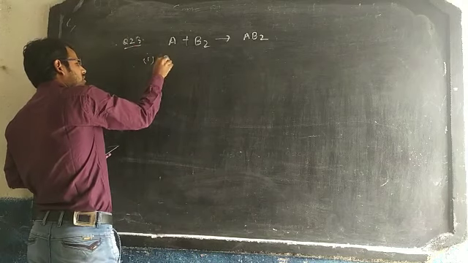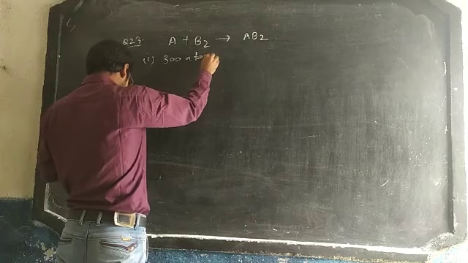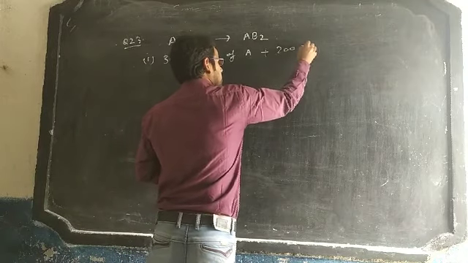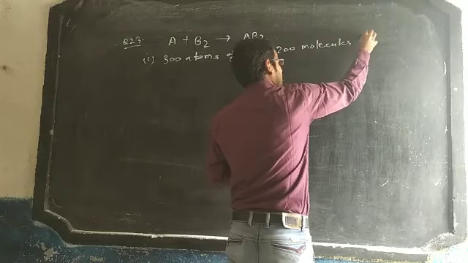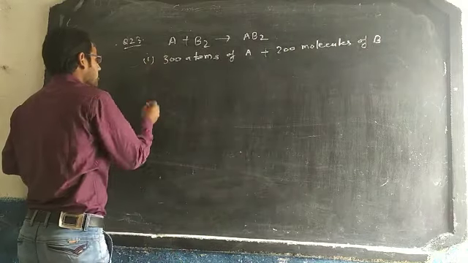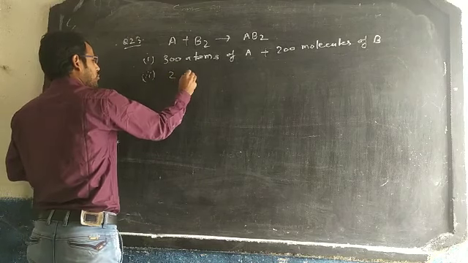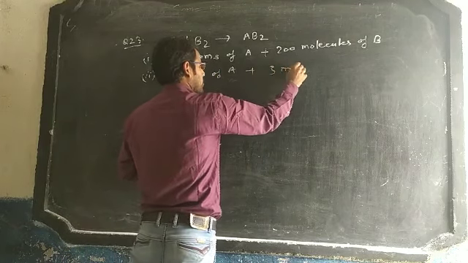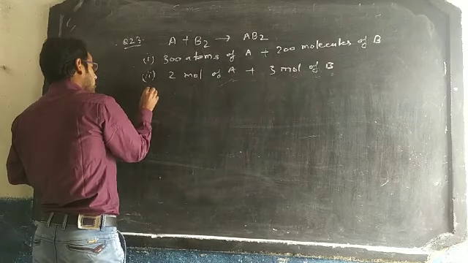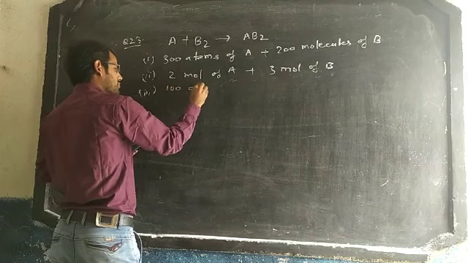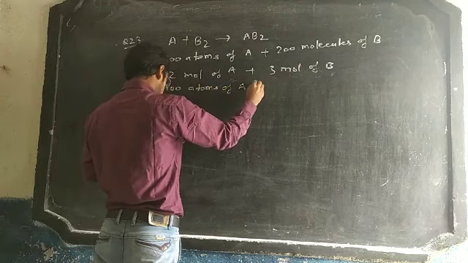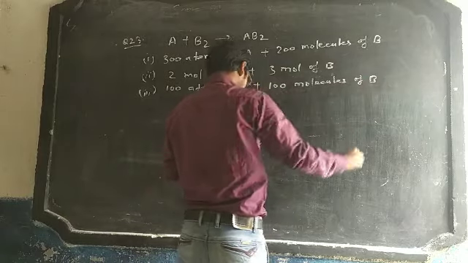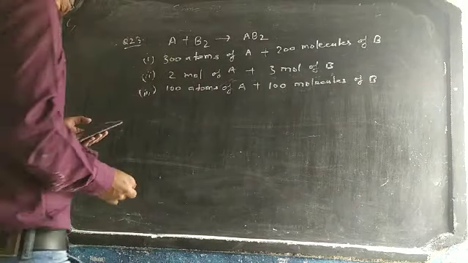First is 300 atoms of A plus 200 molecules of B. Second is 2 mole of A plus 3 mole of B. Third is 100 atoms of A plus 100 molecules of B.